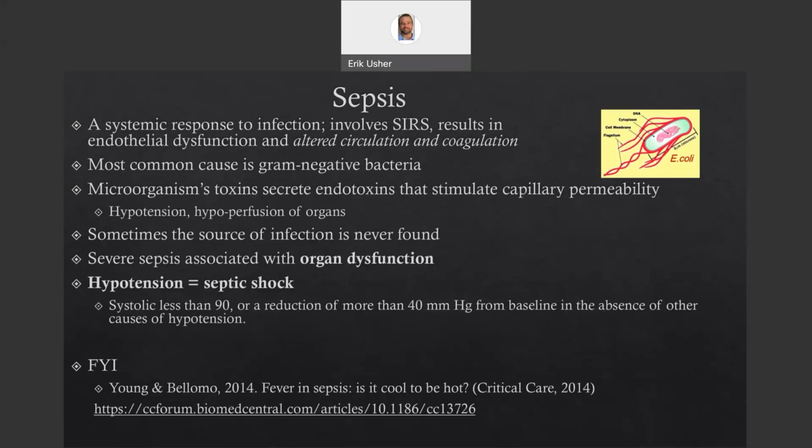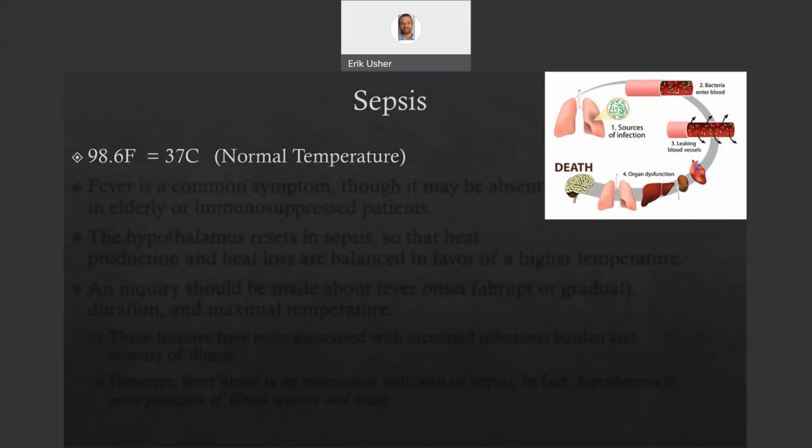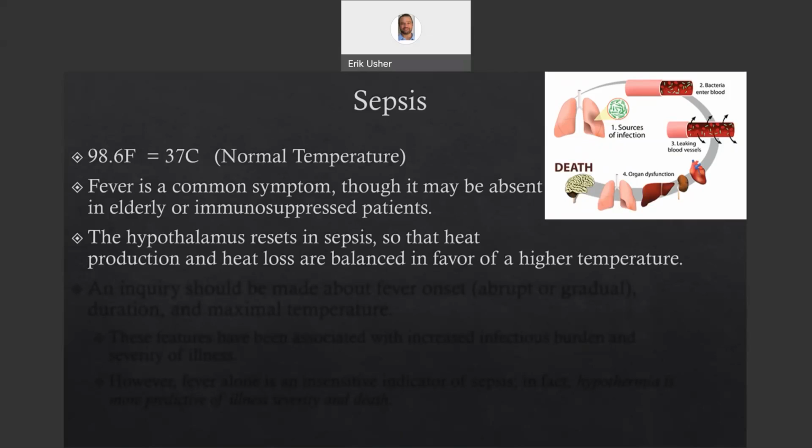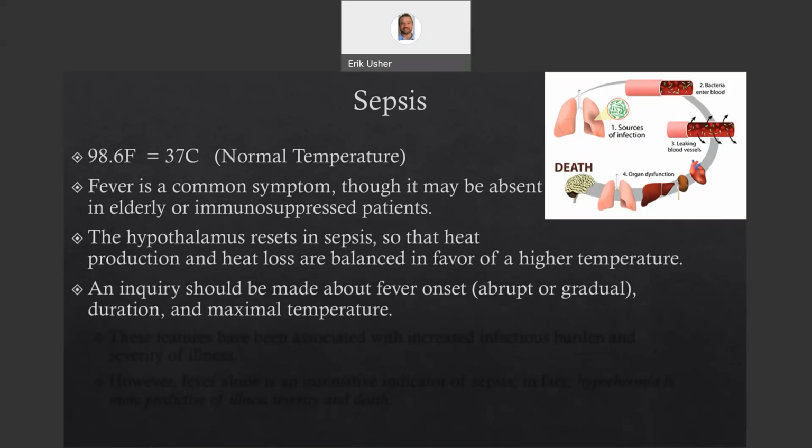There's an article here which is pretty interesting. You can read that on your own time, about maybe we should keep these patients hyperthermic and let the fever run its course. We're so quick to treat it, so what's better, treating it or having it go higher? So with sepsis, our normal body temperature is 98.6 degrees Fahrenheit, about 37 degrees centigrade. Fever is a very common symptom, but it might be absent in elderly or immunocompromised, immunosuppressed patients. The hypothalamus kind of resets in sepsis, so heat production and heat loss are balanced in favor of a higher temperature. It likes that little bit of hyperthermia.